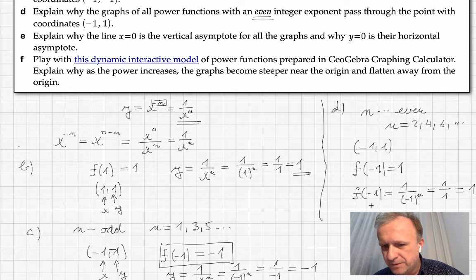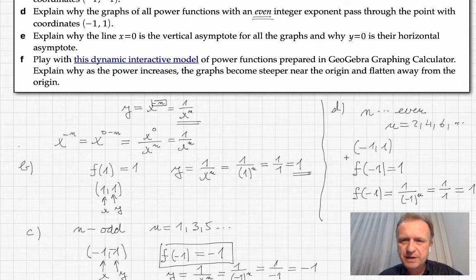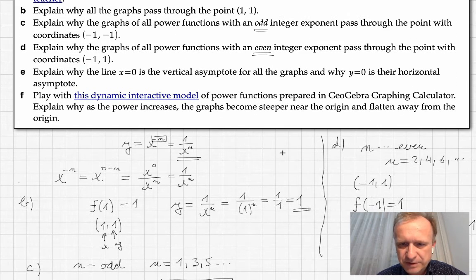Okay, so we were successful in proving that f of -1 is 1, and therefore this point with x coordinate -1 and y coordinate 1 has to be a point of the graph of the function. This point lies on the function, so it is in the function. Therefore this is the proof. This is all that we needed to do. Okay, this was part D.